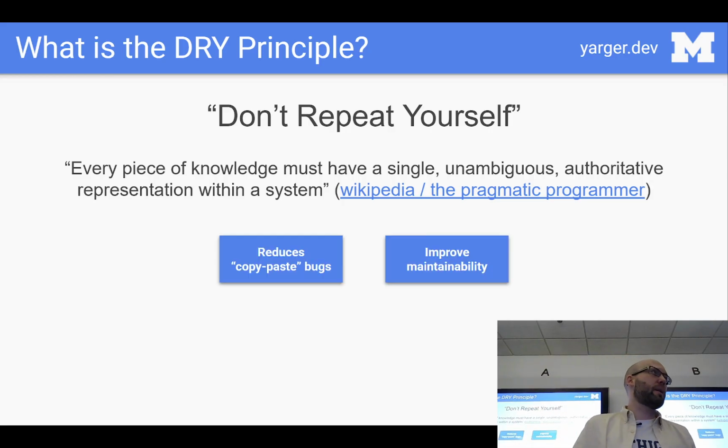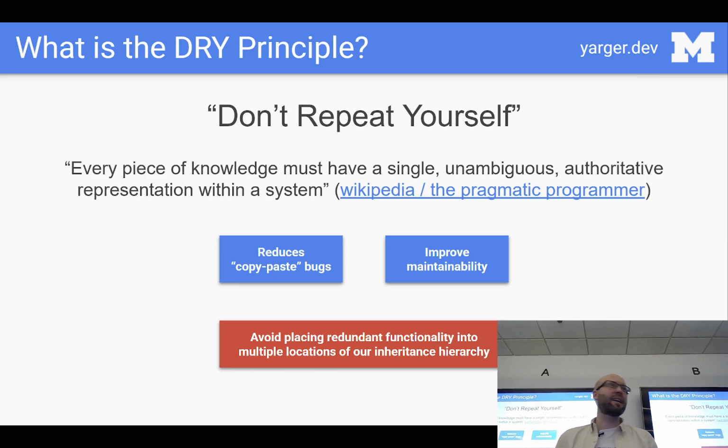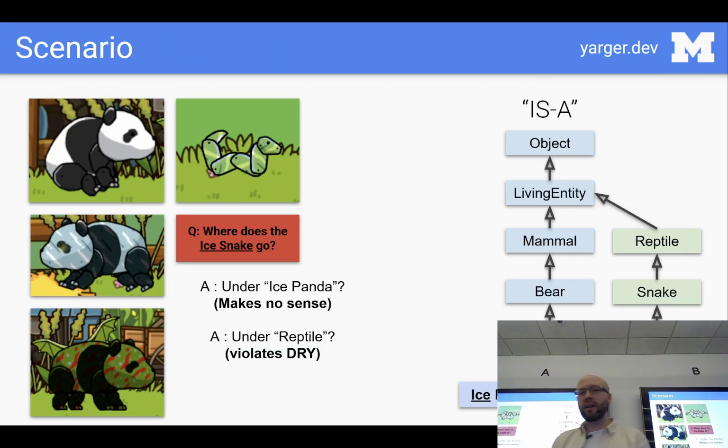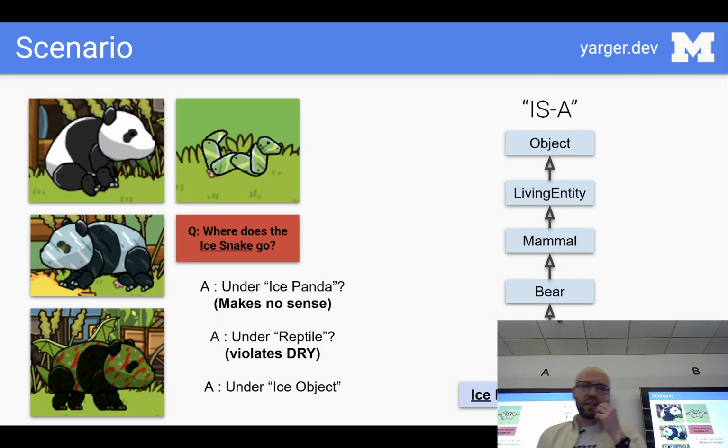You want any bit of logic, any functionality in your code base to have one authoritative source, all right? This reduces copy and paste bugs. It improves your ability to maintain your code base. And so you really want to not have copy and paste duplicate data in your inheritance hierarchy if you can get away with it. So that's not a good idea.